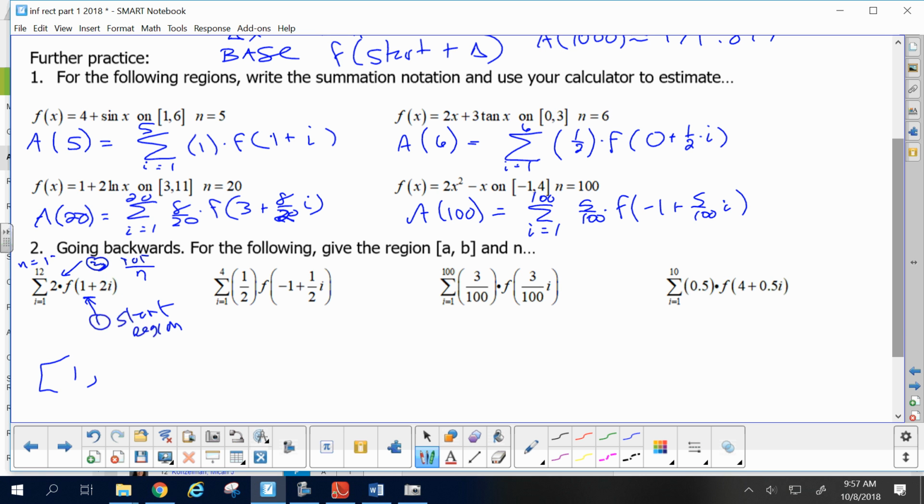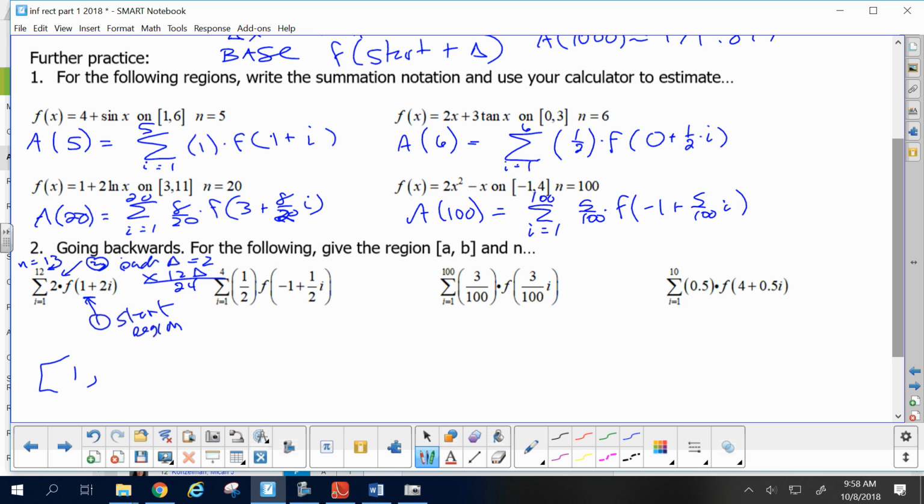n is 12. 12 rectangles. Now, if each base was 2 wide, and there were 12 of them, the total region was, let me go back here. This represents each little delta x is 2, right? Each delta is 2, and there were 12 deltas, so the total region is how wide?